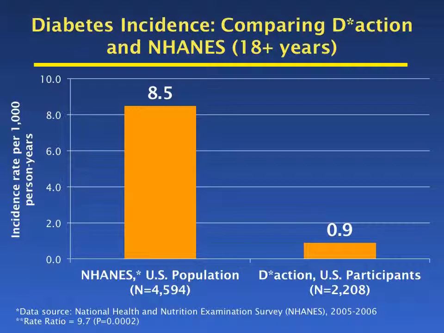Of note, all of the D-action cases were type 2 diabetes, and since this analysis only included individuals aged 18 years and older, it is assumed that most of the NHANES cases were also type 2, which is most common among adults, unlike type 1, which commonly afflicts children and teens. The rate ratio of the incidence rates is 9.7, which translates to approximately a 90% reduction in diabetes in the D-action cohort when compared to the NHANES cohort, before adjusting for cofactors like weight, age, and gender.